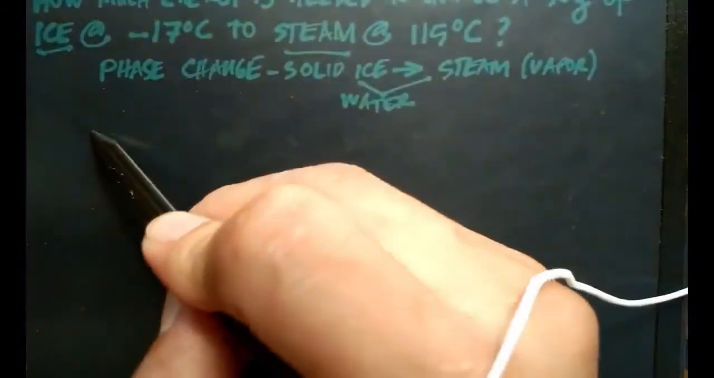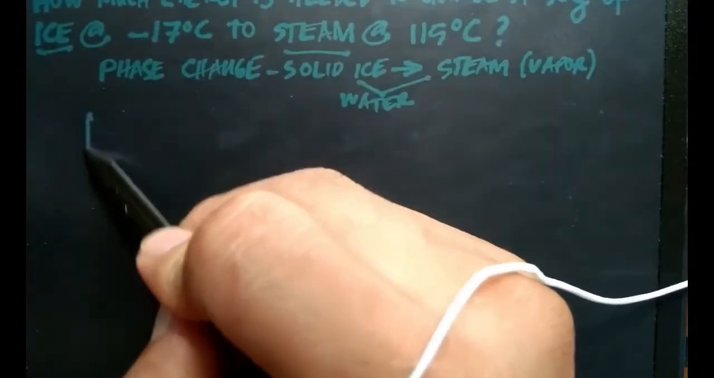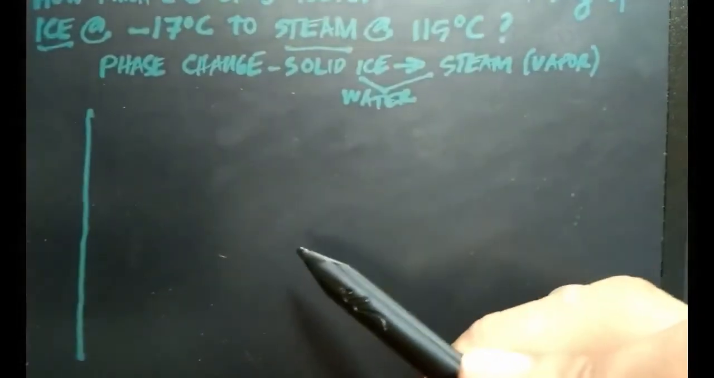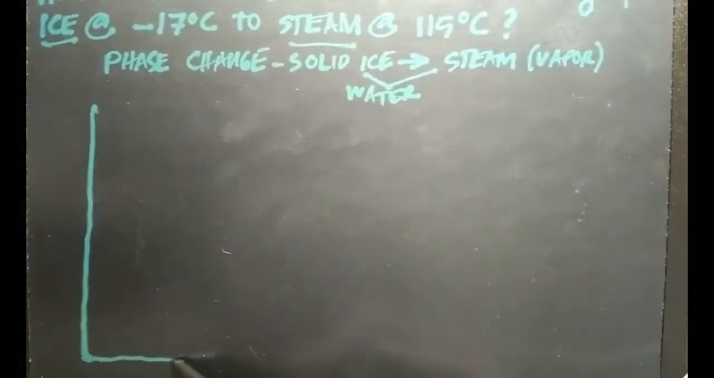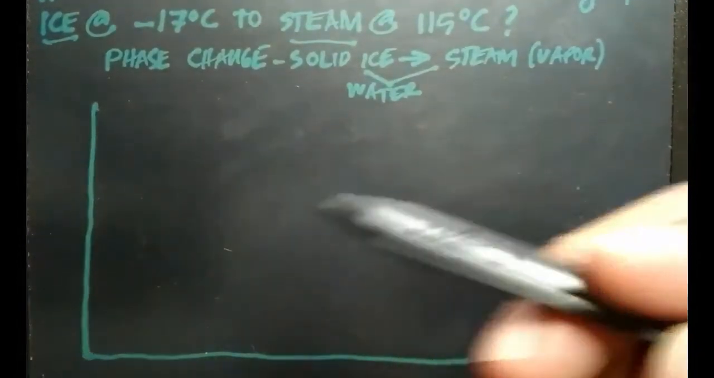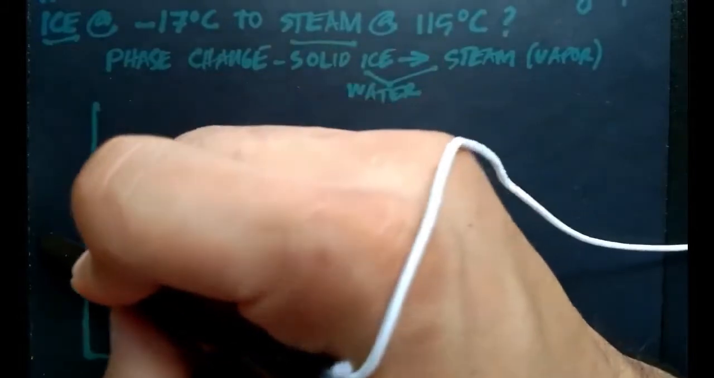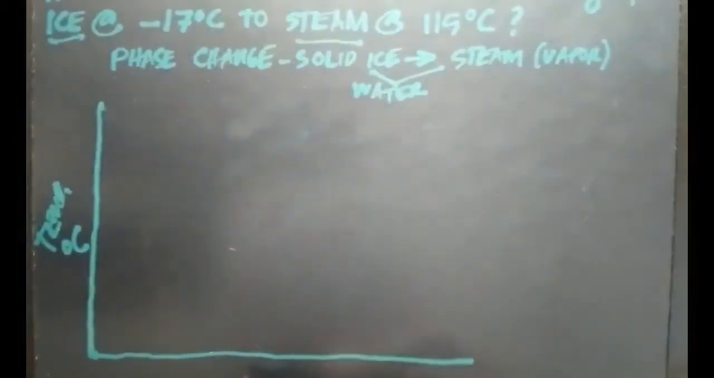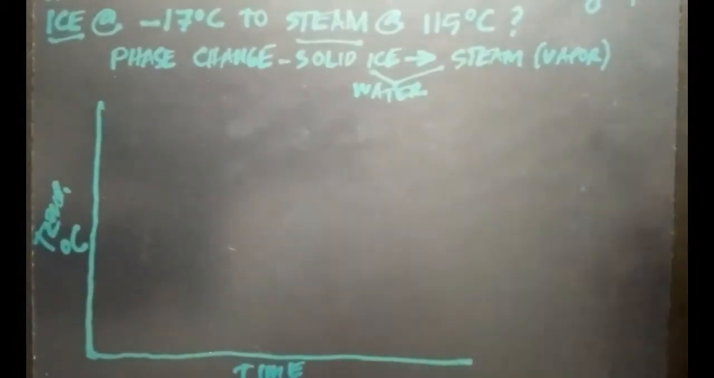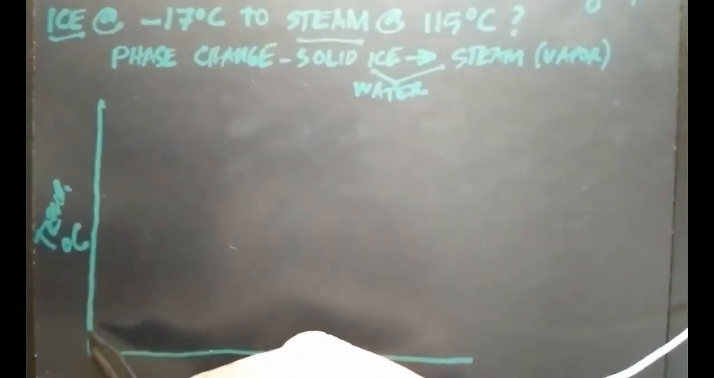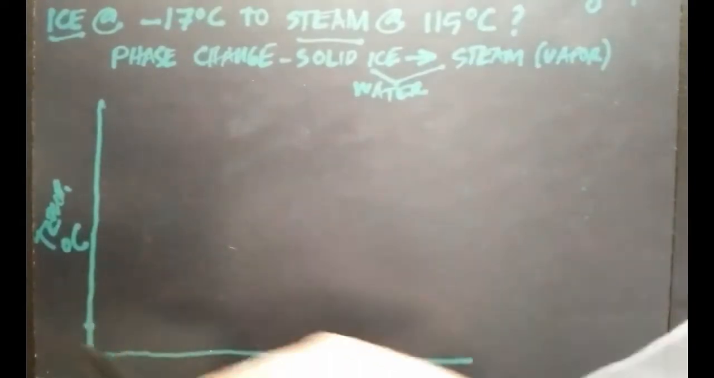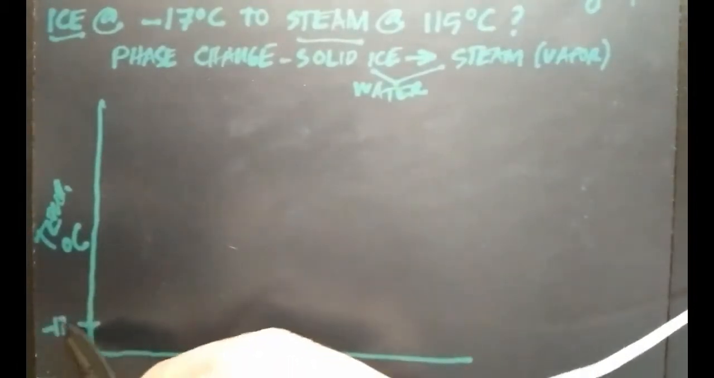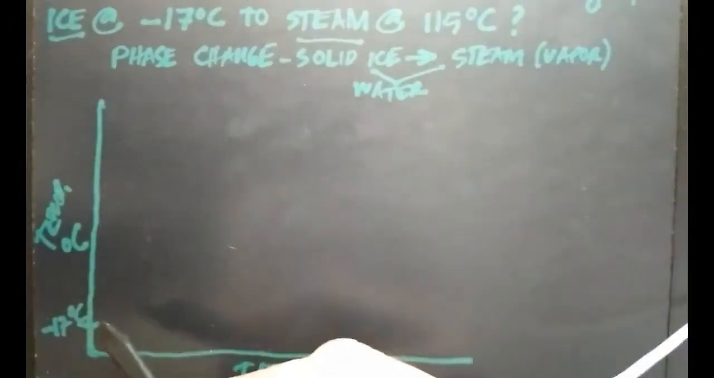To demonstrate these changes of phase, we're going to plot the change of the water from ice to steam with its temperature in degrees Celsius against the time over which it is changing. So we're going to start, in our given, at negative 17 degrees Celsius. So we'll start from solid ice.